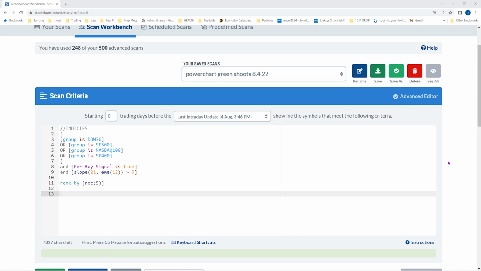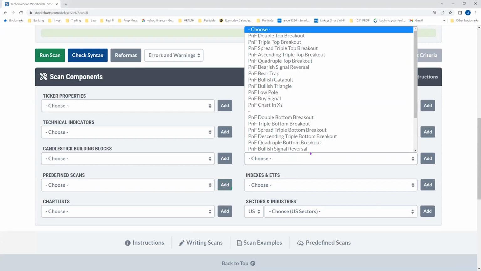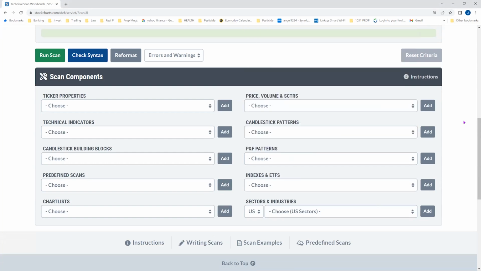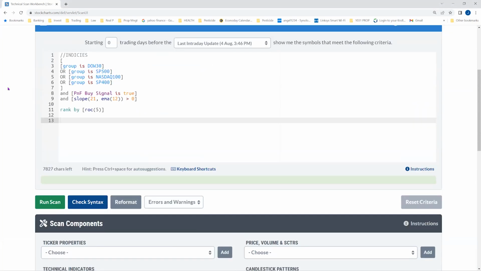Very simple scan, kind of a takeoff on the idea of looking at bullish percent. Bullish percent to the positive side is a buy signal, is true. So we have in StockCharts the ability to say P&F patterns. We can choose it on a buy signal and add that language. But we're going to go one step further. We're going to say, give us an exponential moving average of 12 periods measured over 21 days that is positive. We're going to use the slope command for that. So we want an upsloping EMA 12.